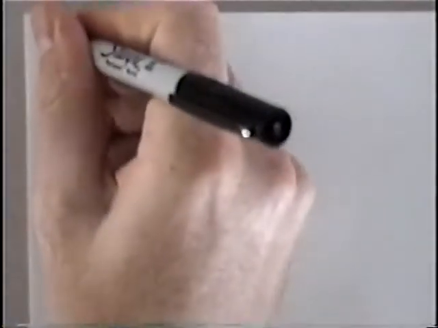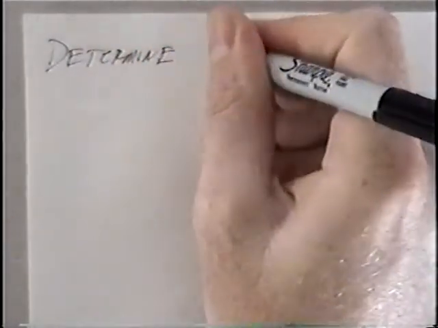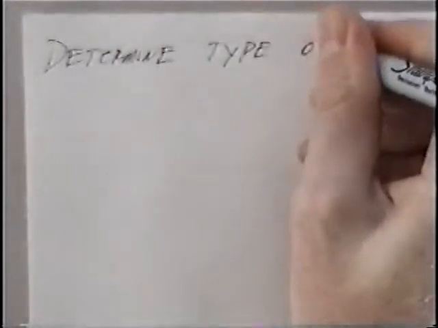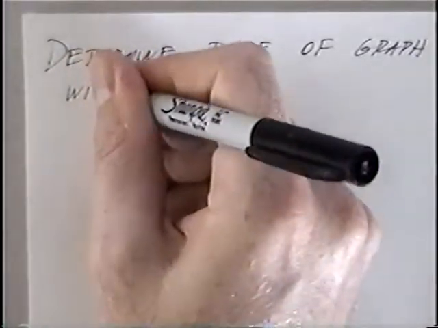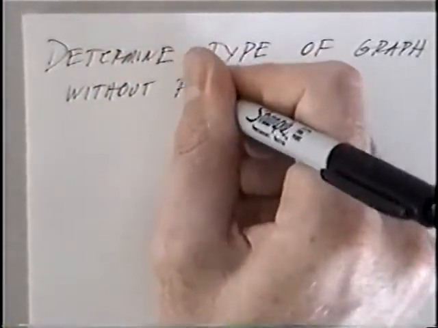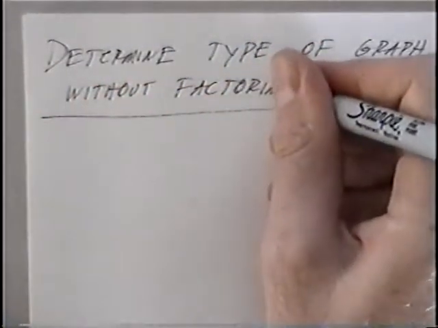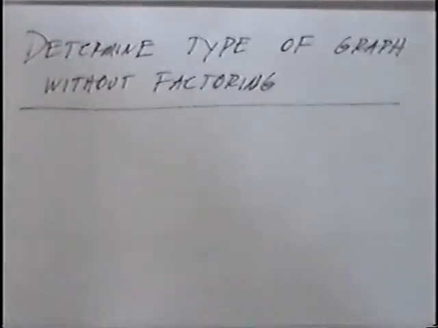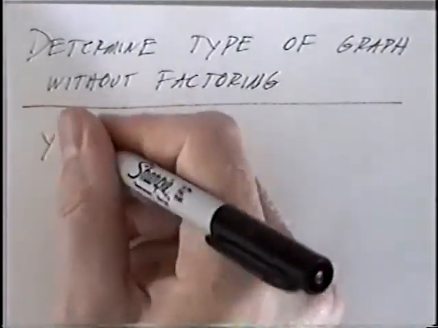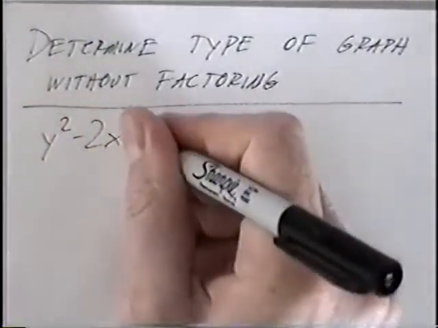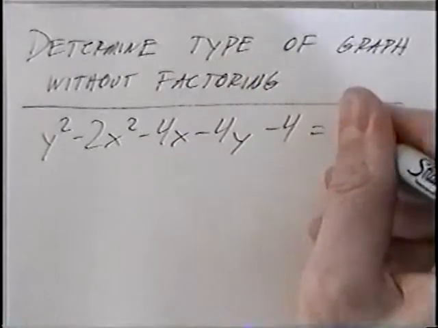Title of the first section is Determine the type of graph without factoring. First equation is y squared minus 2x squared minus 4x minus 4y minus 4 equals 0.